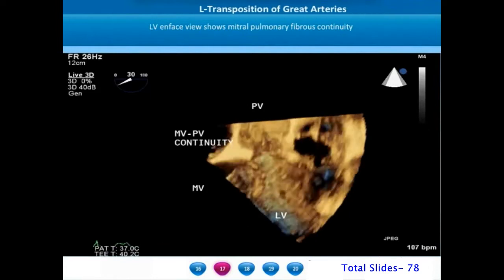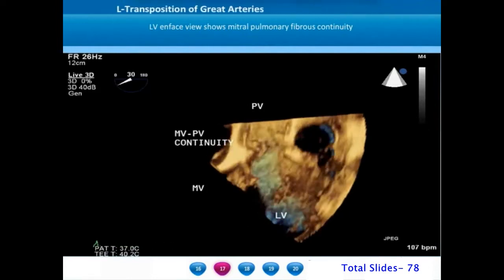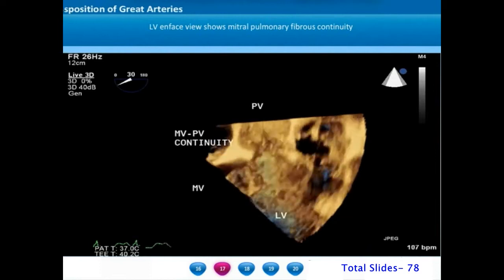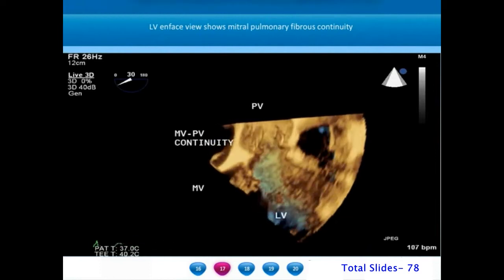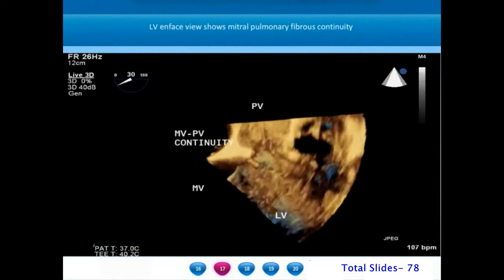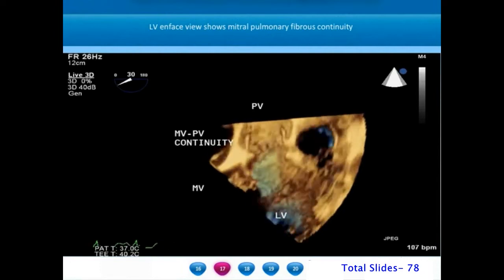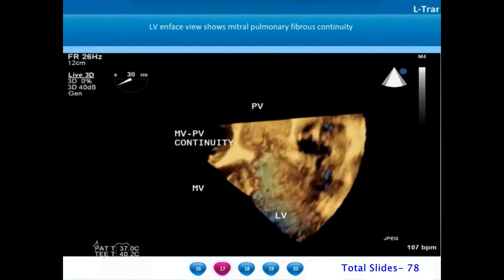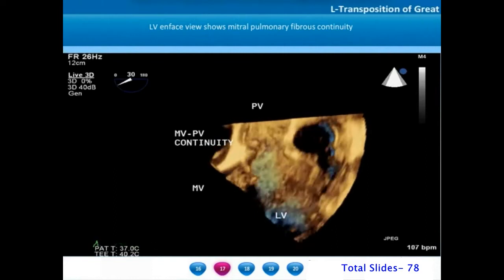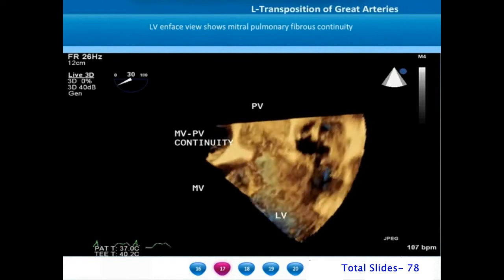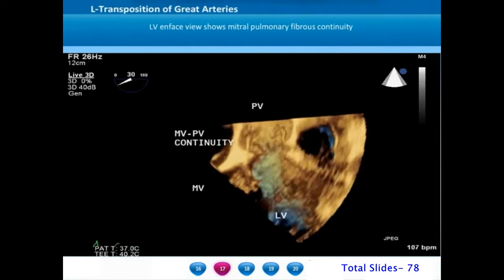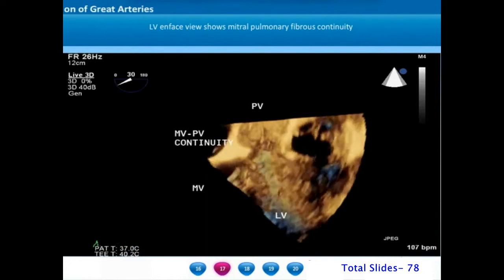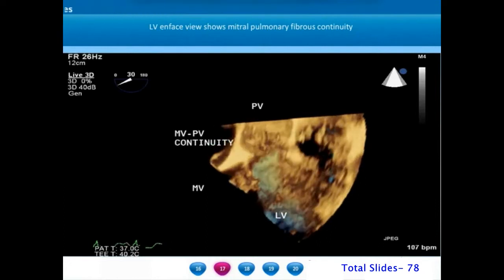On three-dimensional echocardiogram, when we see the left ventricular septal surface en face, we can appreciate the mitral valve, the smoothly trabeculated left ventricular septal surface, and the pulmonary valve. The mitral valve and pulmonary valve have very close mitral pulmonary fibrous continuity. However, the aortic valve is displaced far more anteriorly, giving rise to a subaortic conus.